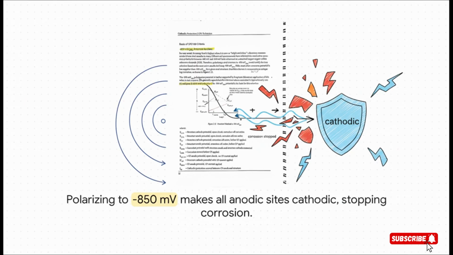So why that specific number, negative 850? Well, tons of lab research and fieldwork have shown that the most active, most aggressive corrosion sites on a piece of steel have a natural potential of right around negative 850 millivolts. So the logic is, if we can polarize the entire structure to be more negative than that value, we've effectively shut down every single little corrosion site on it.